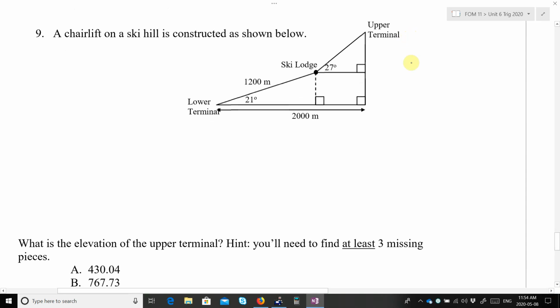So the elevation of the upper terminal, guys, is how high it is off the ground, so to speak. So we want to figure out this h, this elevation. And you'll notice that it's made up of this x length right here and that y length. So we have to figure out x and y and add them together. Now that x will translate over here. This will be x.